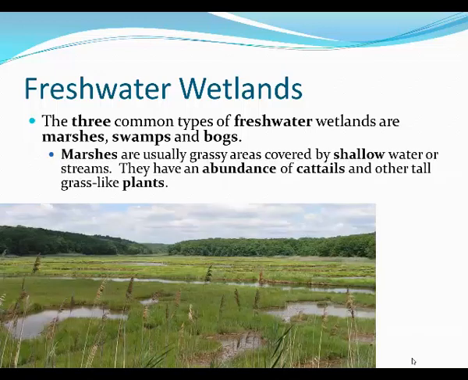Marshes are usually grassy areas that are covered by shallow water or streams. They have an abundance of cattails and other tall grass plants. This picture represents a marsh. The area off of 127, the Maple River flooding area, would also be considered a marsh. It's a very broad area with lots of grass growing, lots of cattails, and a very shallow area of water over top of the land in that area.